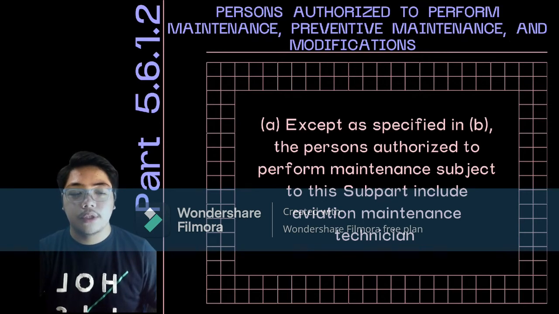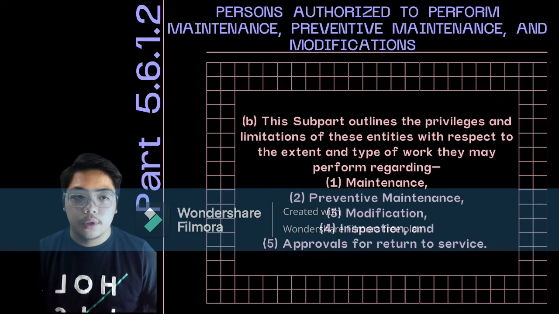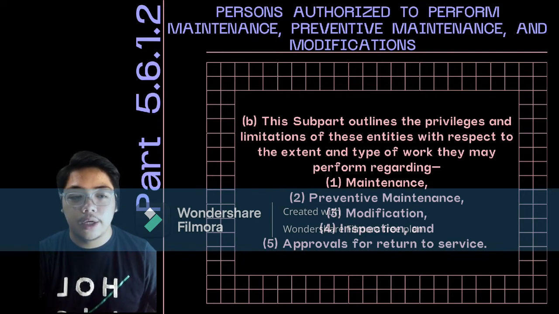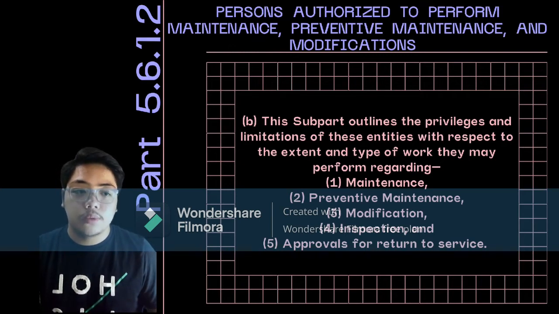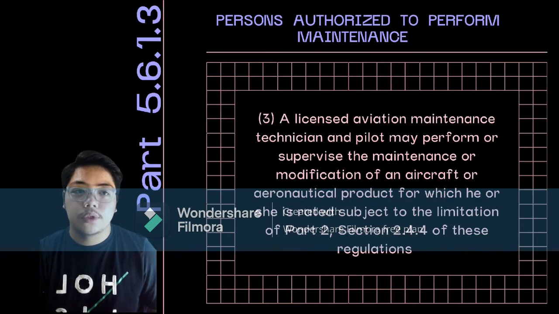Except as specified in letter B, the persons authorized to perform maintenance subject to this subpart include aviation maintenance technician. This subpart outlines the privileges and limitations of these entities with respect to the extent and type of work they may perform regarding maintenance, preventive maintenance, modification, inspection, and approvals for return to service. The next is persons authorized to perform maintenance.